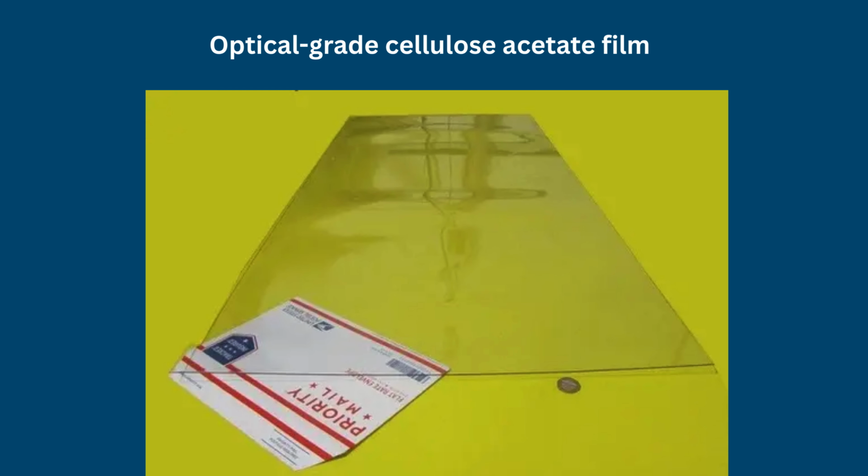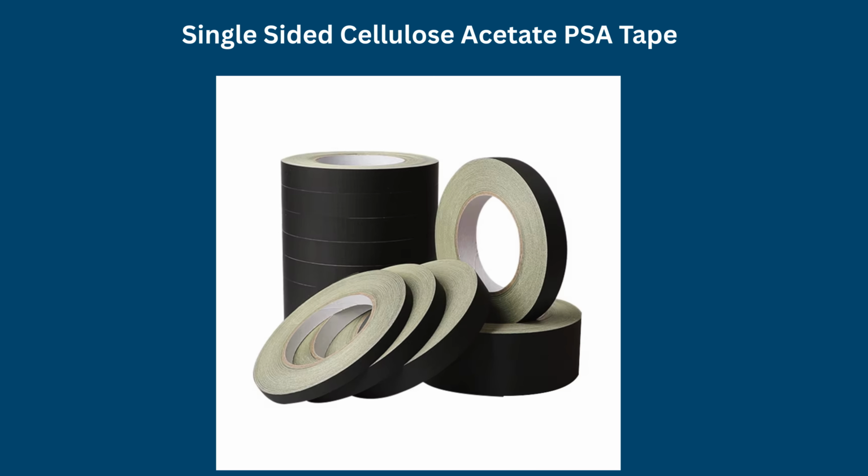Optical-grade cellulose acetate films are used as polarizer protection layers in liquid crystal displays, touch panels, and photographic imaging. Their low birefringence, high transparency, and UV stability make them valuable in modern electronic displays. Additional applications include pressure-sensitive adhesive tapes, release liners, decorative laminates, pharmaceutical coatings, biodegradable composites, and protective coatings.